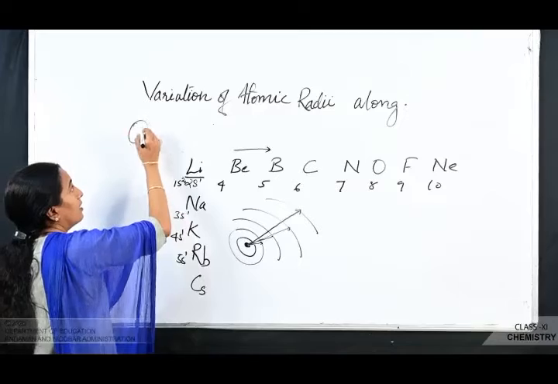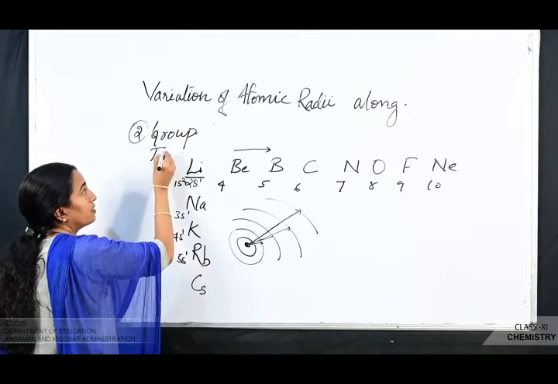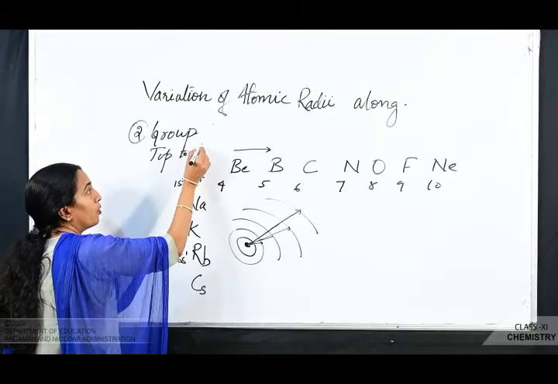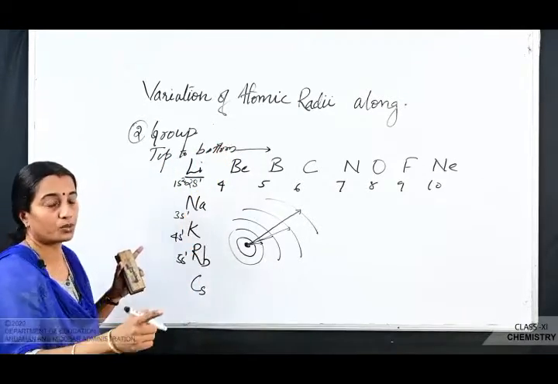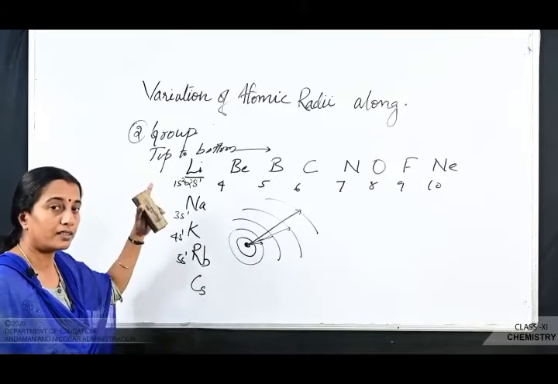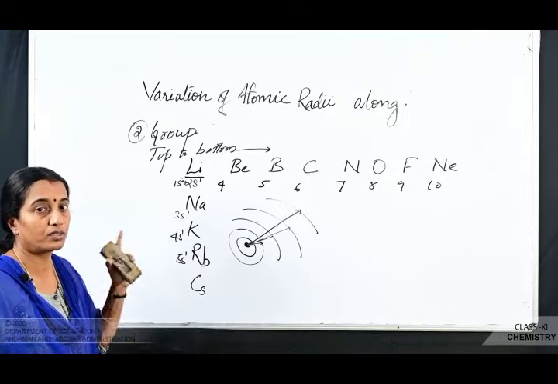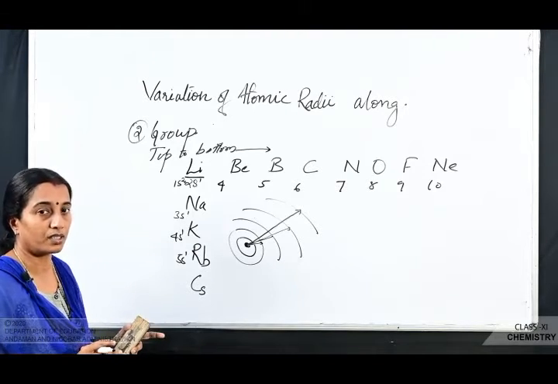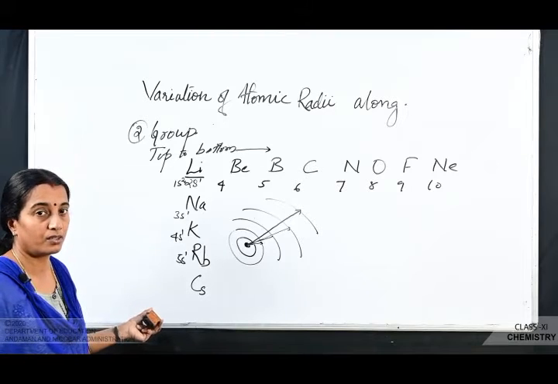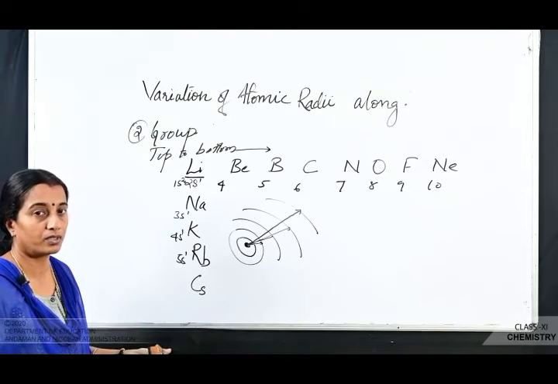Okay, and along a group, when we talk about a group, we will use the words from top to bottom, and when we talk about periods, from left to right. Okay, top to bottom, what is happening? The electron is added in the new energy shell. When the electron is added in a new energy shell, the distance increases, so the pull is decreasing, so the size increases. Okay, this is about the variation of atomic radii along a group.